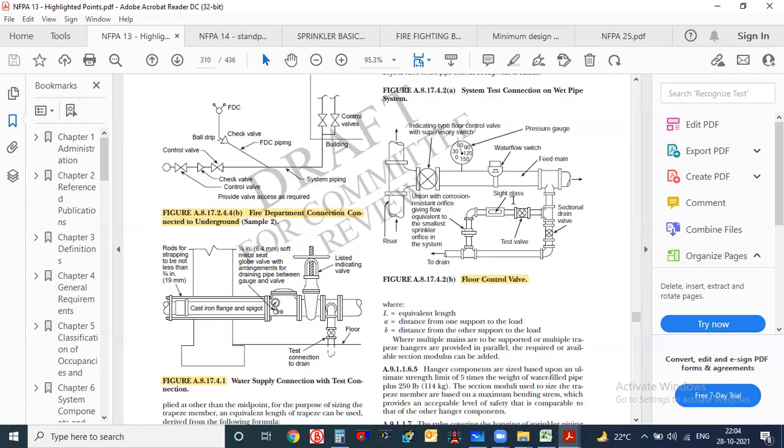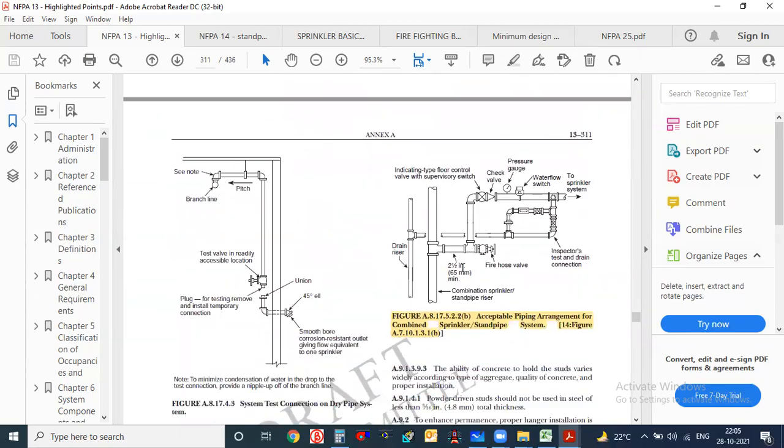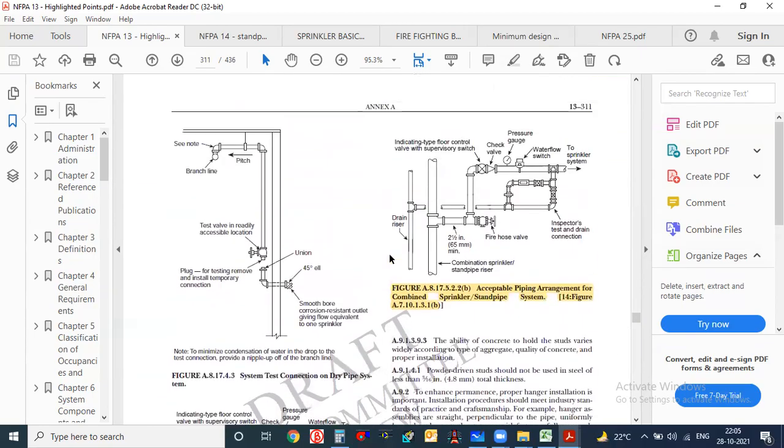This is one arrangement they have given. Normally it will have a water flow switch, a pressure gauge, and some butterfly valves. Anyhow, we will see this zone control valve image in AutoCAD also. Different types of drawings are given, so we will see that. Apart from this, this is the most important acceptable arrangement.